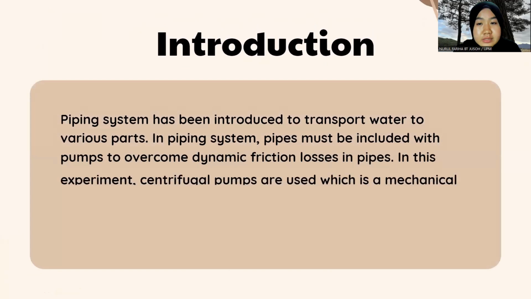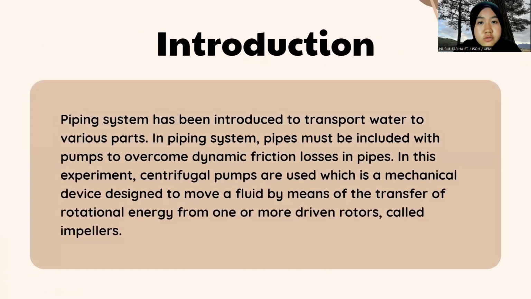Piping systems have been introduced to transport water to various parts. In a piping system, pipes must be included with pumps to overcome the dynamic friction losses in the pipes. In this experiment, centrifugal pumps are used, which is a mechanical device designed to move a fluid by means of the transfer of rotational energy from one or more driven rotors called impellers.